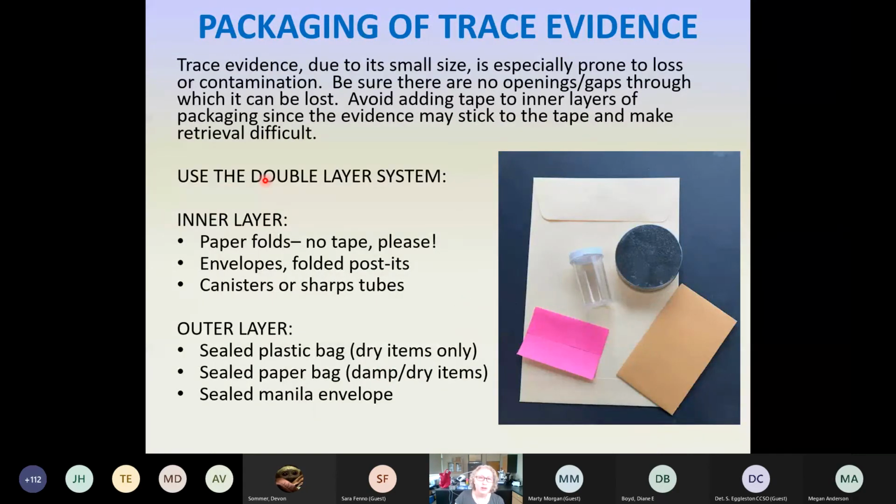So we always recommend for trace evidence, use a 2-layer system where you have an inner layer that contains the tiny little parts and particles, and then an outer layer that has all the case info, the barcodes, and just the extra layer of seal to keep everything safe.